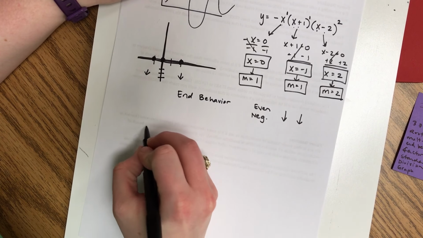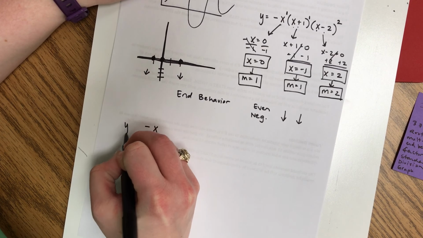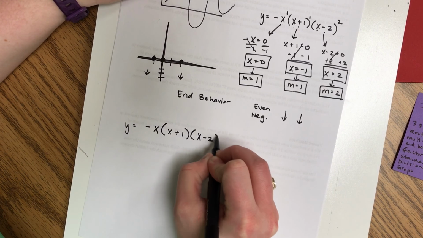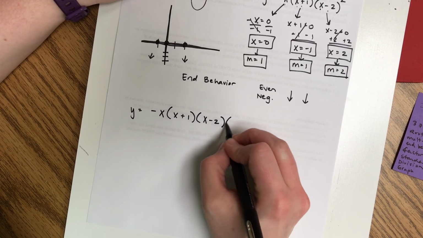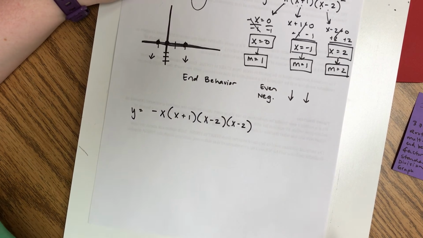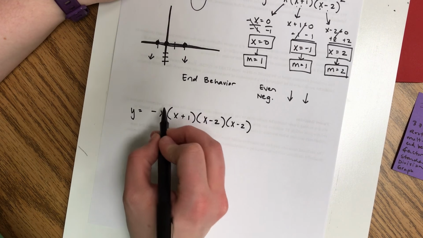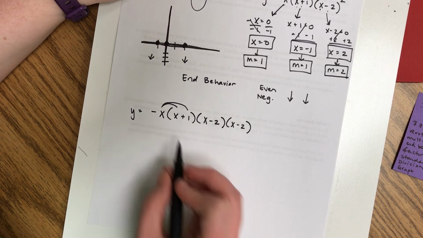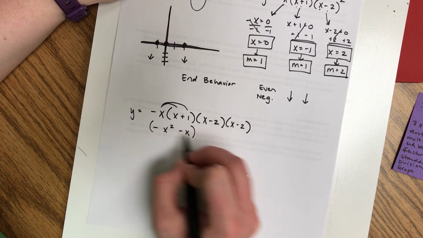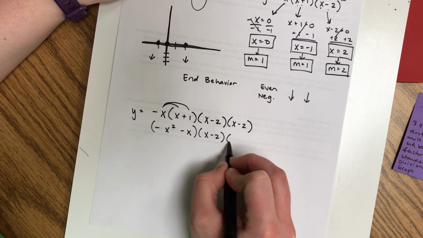So let me write this back down here. I am going to go ahead and write out my x minus 2 squared. Instead of writing it squared, I'm going to write it twice. And then you just have to start with 2 factors and start distributing. So I'm going to start with my negative x, and I'm going to distribute that there. So that's negative x squared, and that's negative x. I'm going to put that back in parentheses because I've got more stuff to distribute.